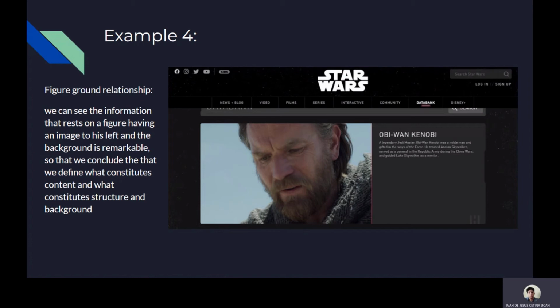For our fourth example, we have the interface of Disney Plus. In this one, we have a clear example of the figure-ground relationship, where we can clearly notice and differentiate what elements are interactable, such as the buttons in the headline, the buttons of the login and sign up, and the window where we get a synopsis of the show, from the figures that are part of the background, such as the black and gray color there.